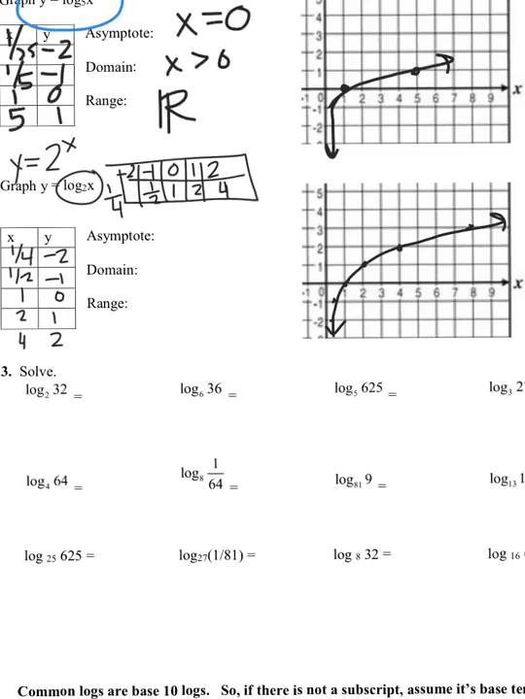I plotted my points, connected the curve, and put arrows at the end. Notice again you have this asymptote that's a vertical line. This vertical line is x equals 0. For the domain, all the values to the right, x is greater than 0. And the range is all real numbers.